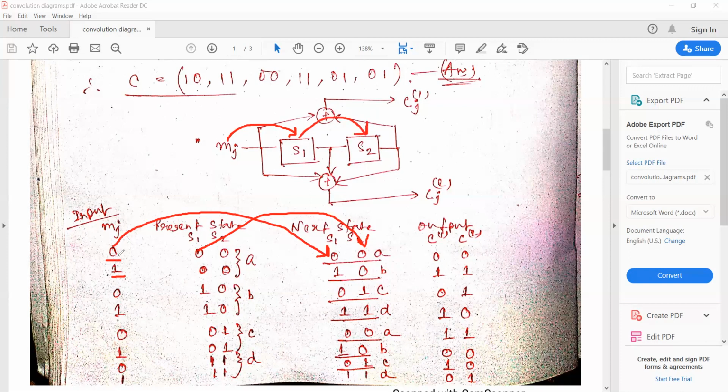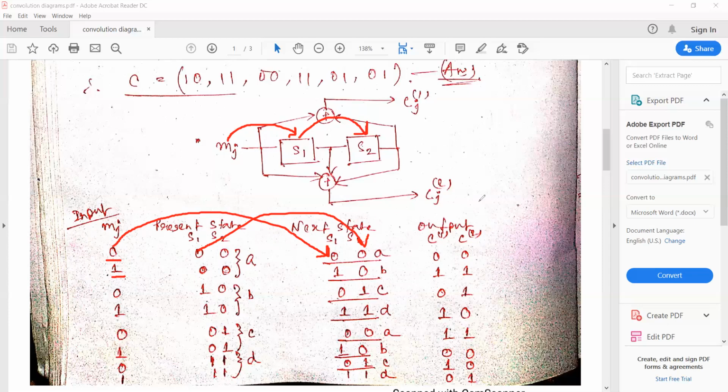So for 0, the present state is 0, 0, and the next state will be 0, 0, because if a new value comes to the message position, 0 will be S1 and S2 will be this value. So again S1, S2 is 0, 0. So the next state is 0, 0. What will be the output? You have to follow the diagram to calculate the output, because C1 is the XOR of message and S2. You can see from the diagram that C1 is the XOR of message and S2.